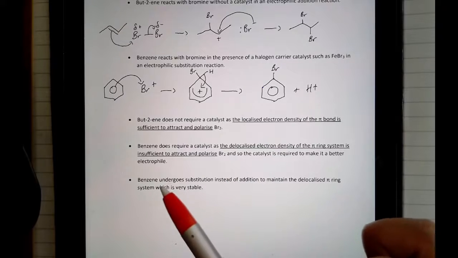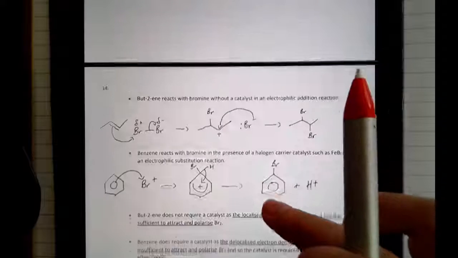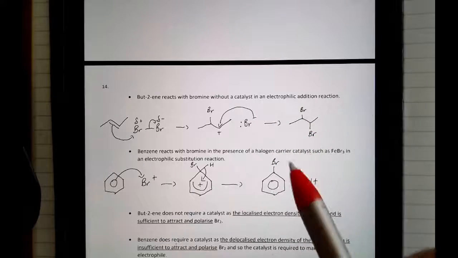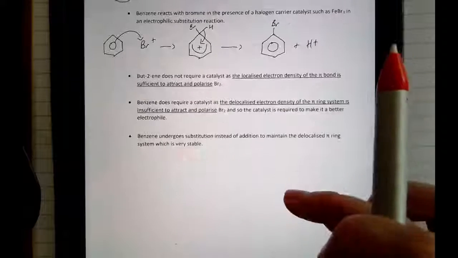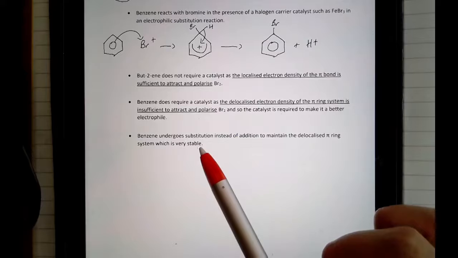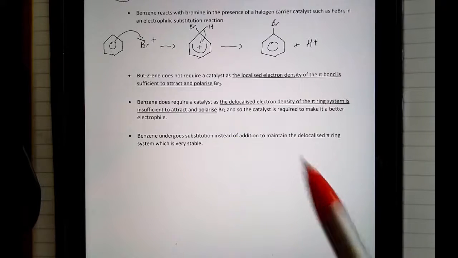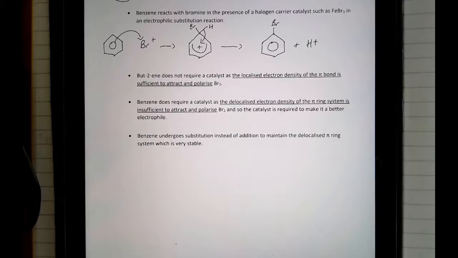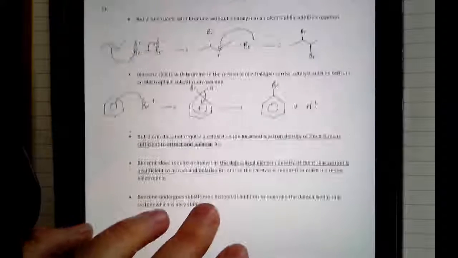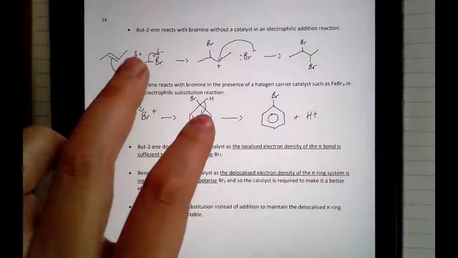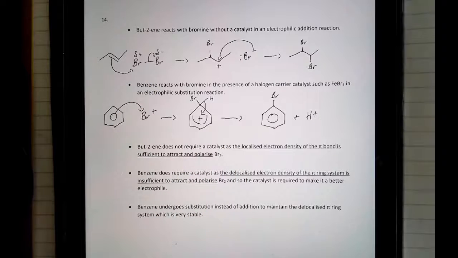And then I also had a final little point here. I've mentioned above that alkenes undergo addition, whereas benzene undergoes substitution. I've just put a point at the end to explain why. The substitution maintains the delocalized pi ring, and that makes benzene more stable. Okay, so that's all you would need to say to answer those questions. Make sure you know your mechanisms, and the underlined terms are going to be key.